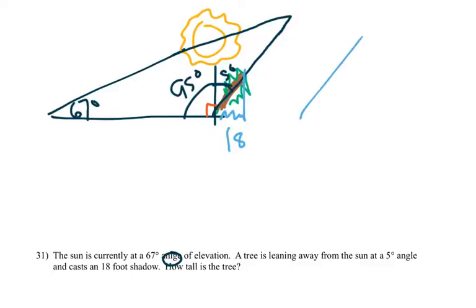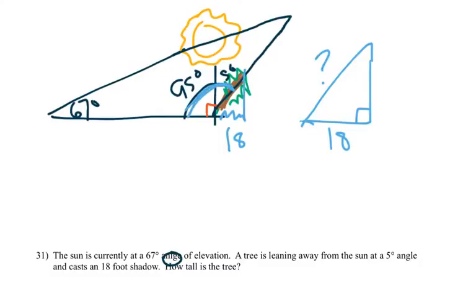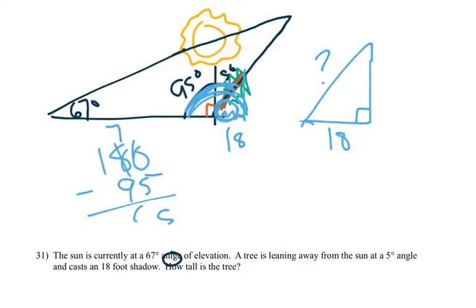So, we've got a triangle right here. We've got that being an 18. That would be like a right angle. We want to find this side. And we know that this angle is 95, so 180, because the whole thing would be 180. We need to find that angle. So 180 minus 95 would give us 85. So that would be 85 degrees.